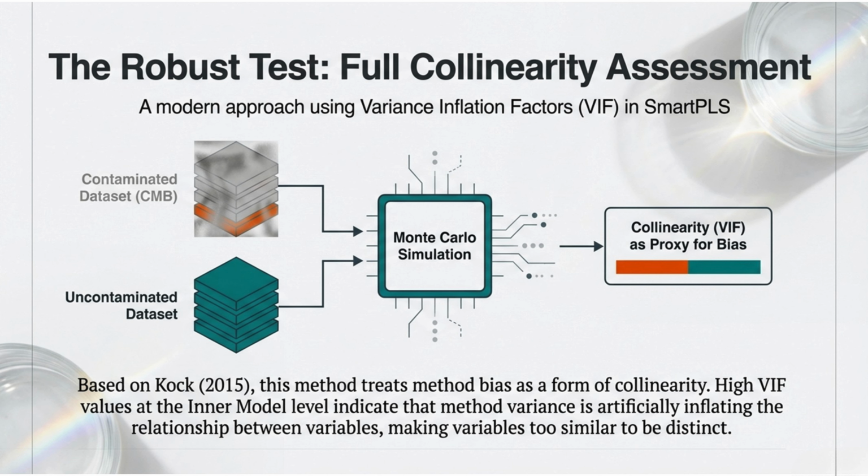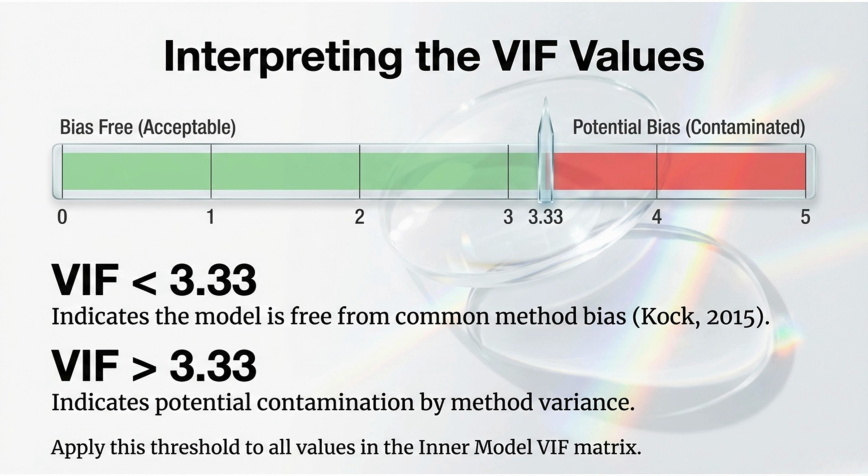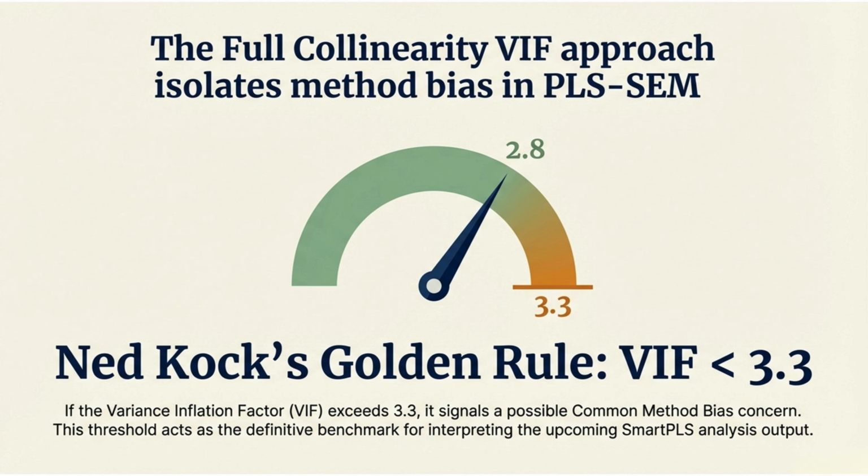And fourth comes full collinearity VIF, which is used with PLS-SEM and was proposed by Kock. If your VIF is greater than 3.3, there is a possibility of CMB. This is a method commonly used when you are doing your analysis with SmartPLS.